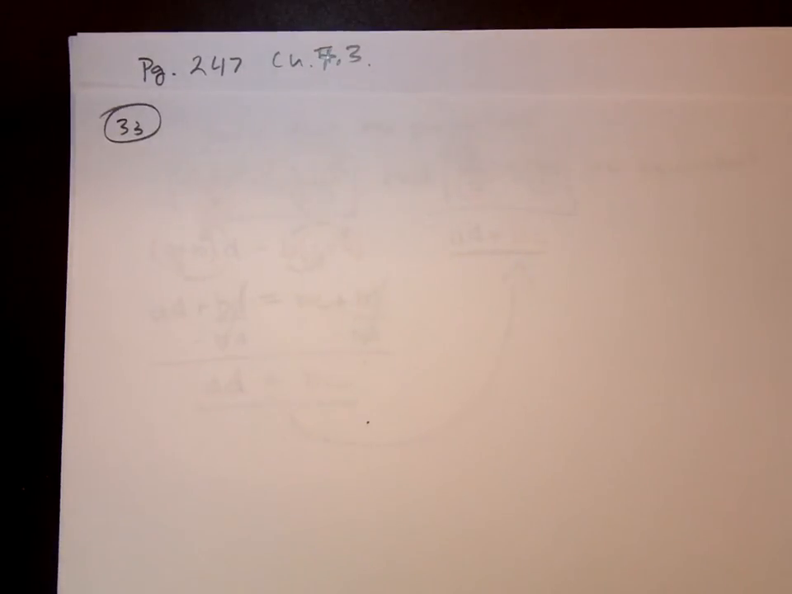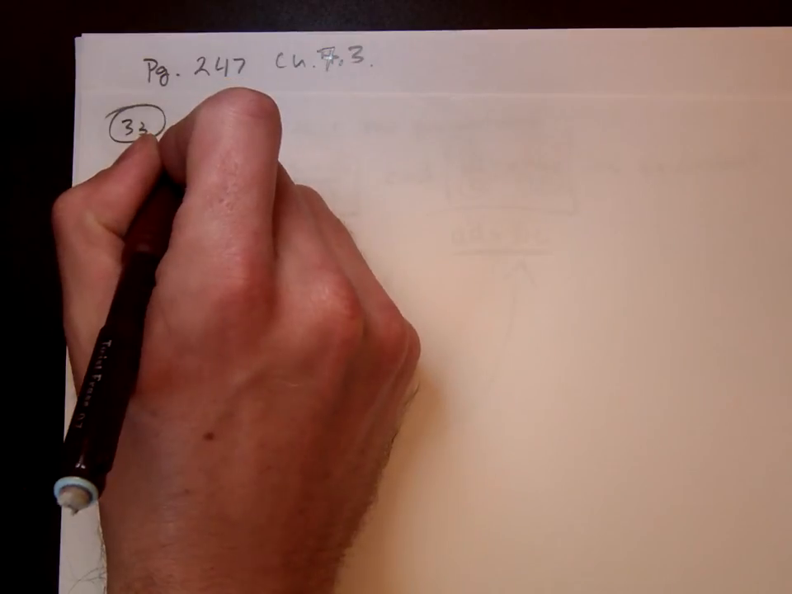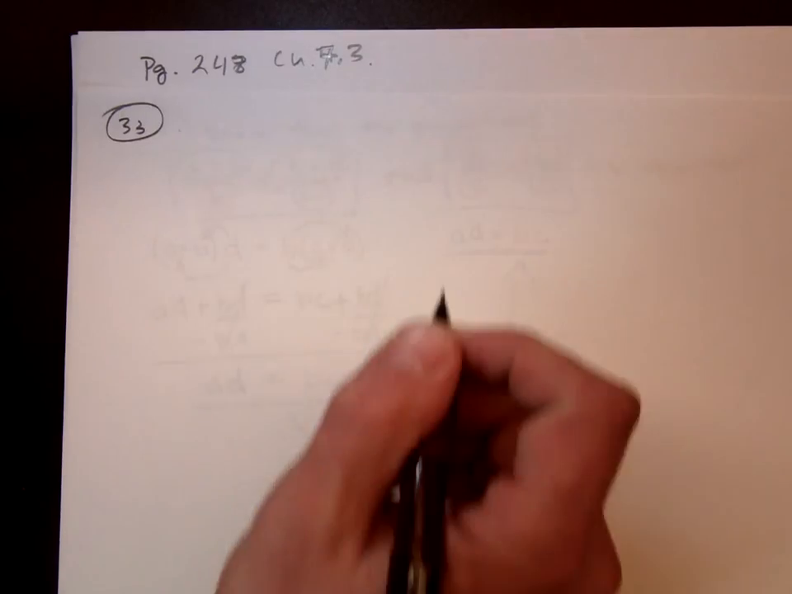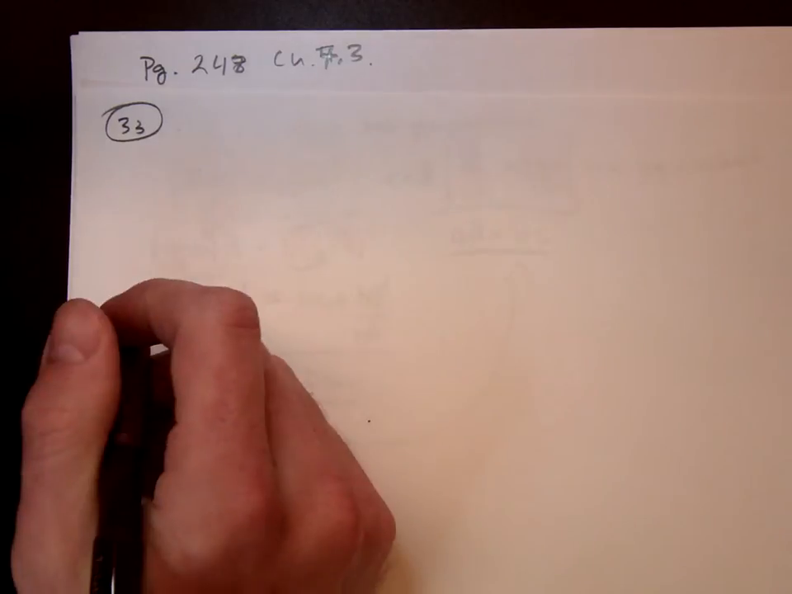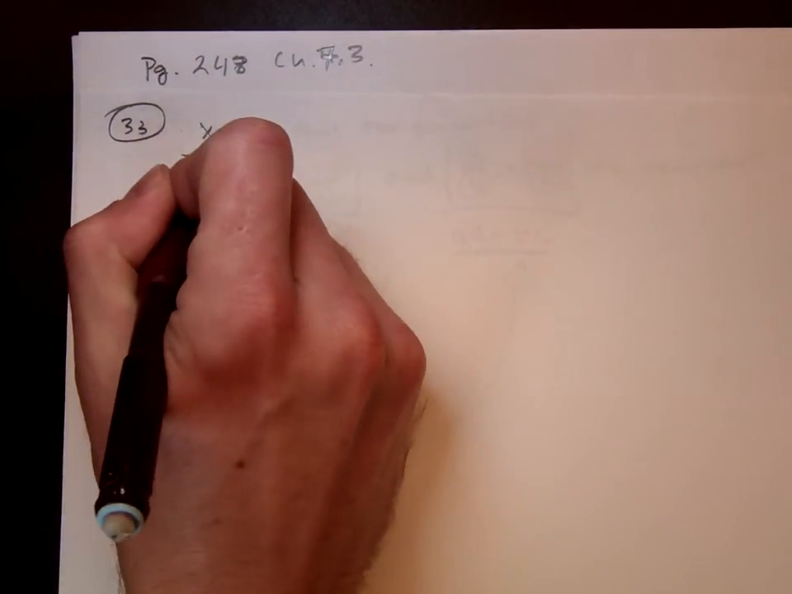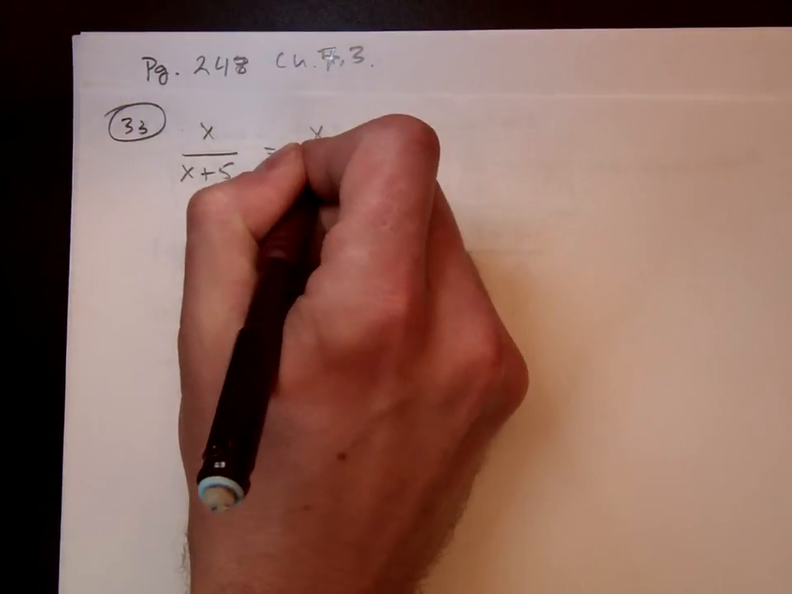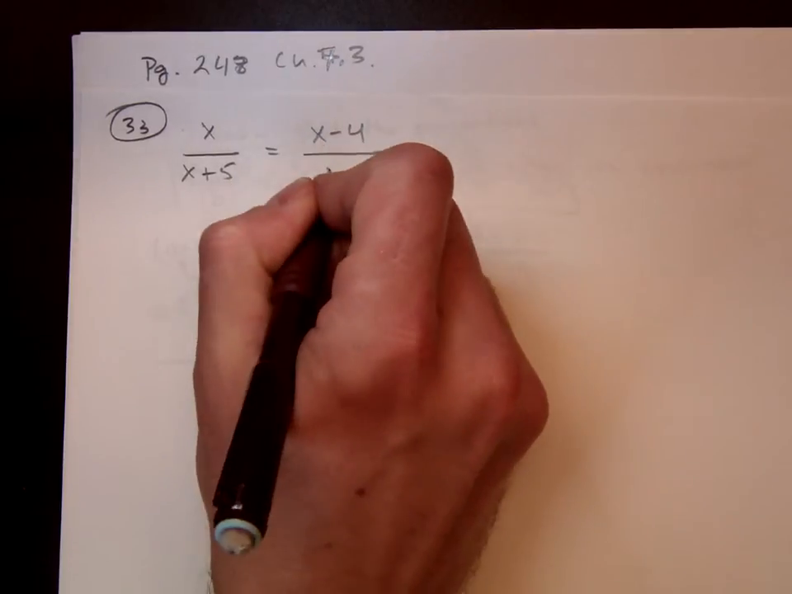All right, so this is number 33 on page 2. Well, this is page 248, chapter 7.3. So we're supposed to find the value of x given the proportion x over x plus 5 is equal to x minus 4 over x.